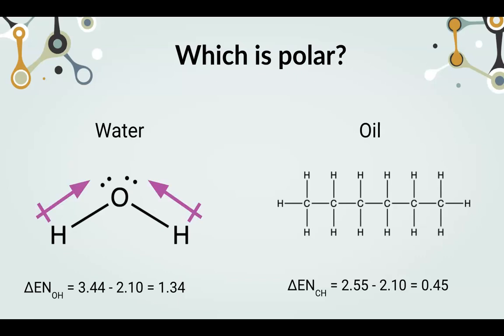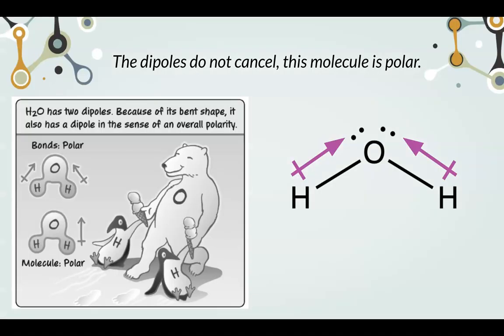If we consider the direction of polarity on water, we can draw in those dipole arrows. They point towards the more electronegative oxygen, and the plus sides of the arrows are over our hydrogens. Since we have these dipoles, and because of the asymmetrical shape of water, we have a polar molecule. Those dipoles don't cancel, and you may remember from the comic that we reviewed, this was represented by that polar bear dragging those little penguins.